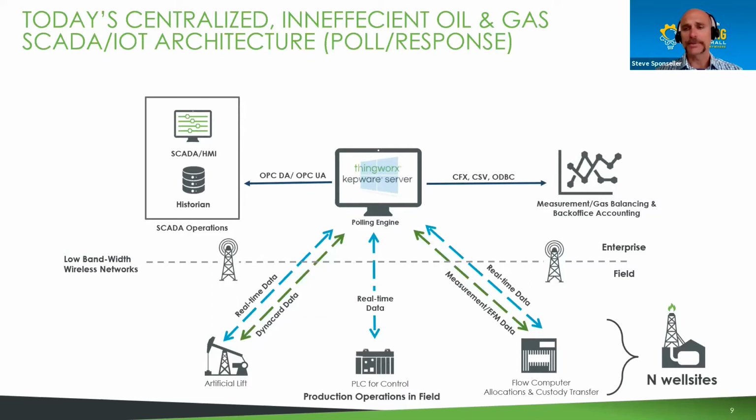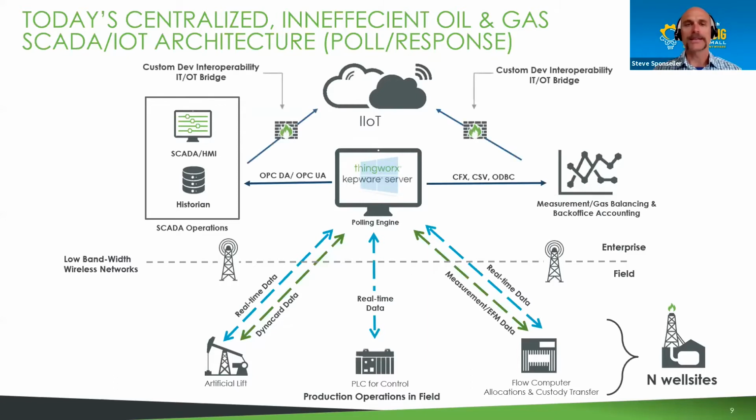The measurement data might go into a measurement or gas balancing back office accounting system. And then if you wanted, so that's yesterday's SCADA network or SCADA architecture. If you wanted to get that data then into something other than SCADA, it could be into your enterprise. It could be into an Azure or AWS cloud, where you're able to do more interesting things with it.